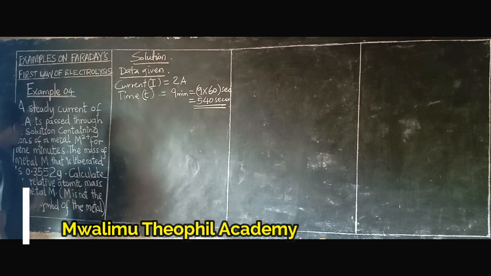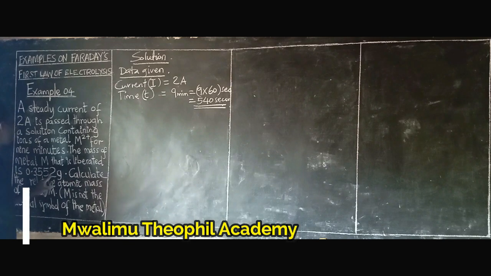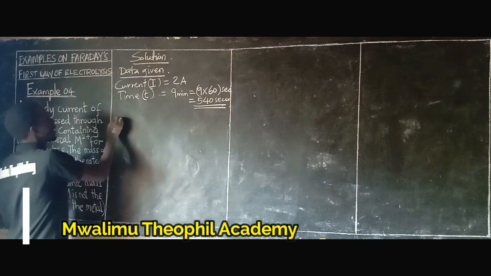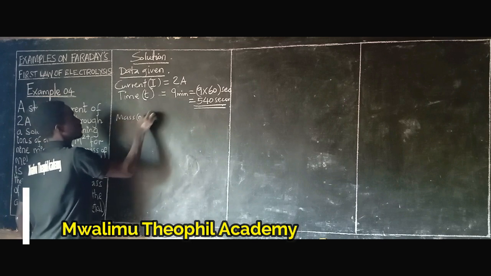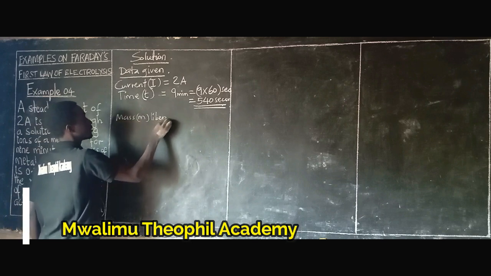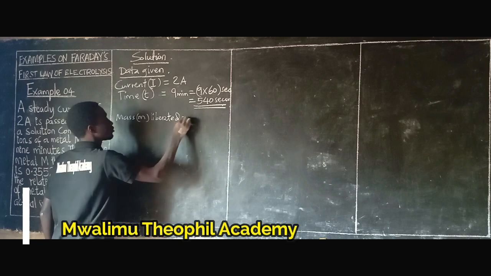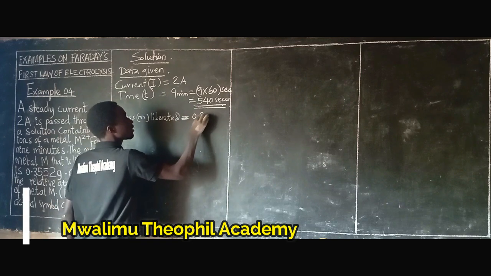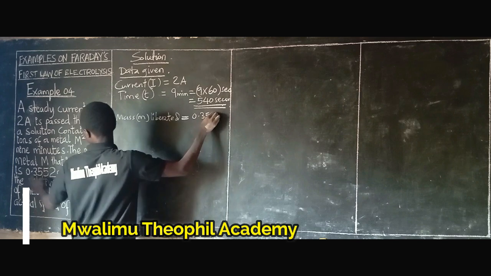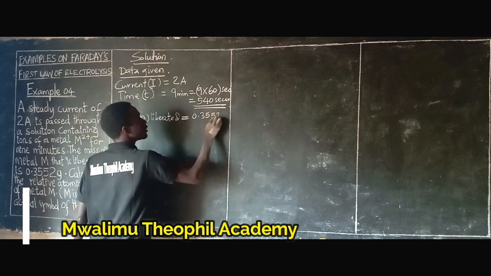Another thing we are given is the mass of metal M liberated. The mass liberated is equal to 0.3552 gram.